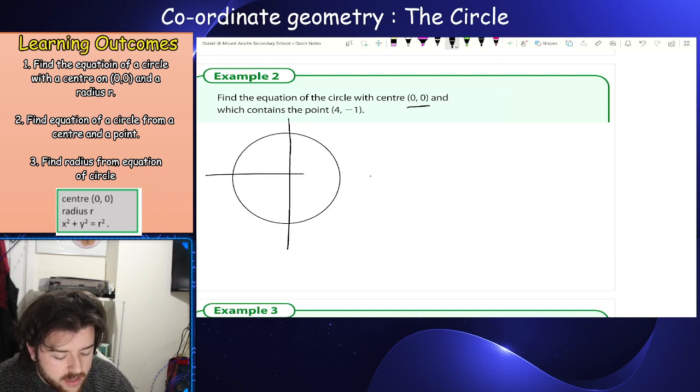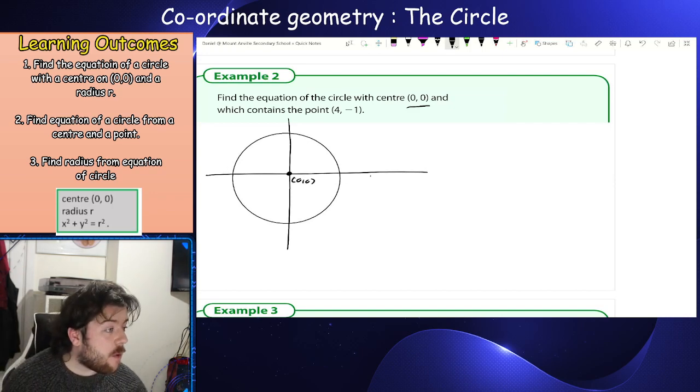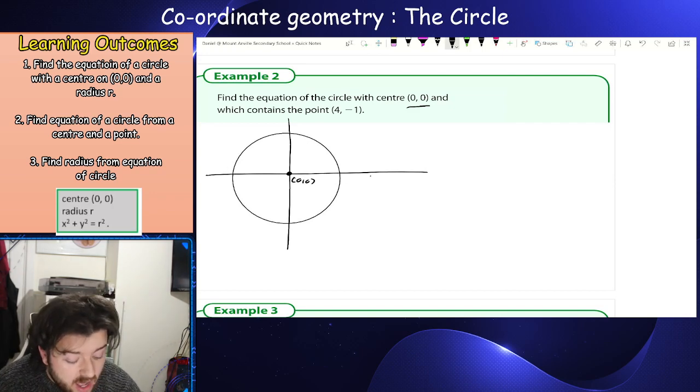So I have a little circle here on my little coordinate plane. I have my center point here, which is (0, 0). And then I have the point (4, -1), so I think it's going to be around here. Let's just say it's around here. So that's my point (4, -1).